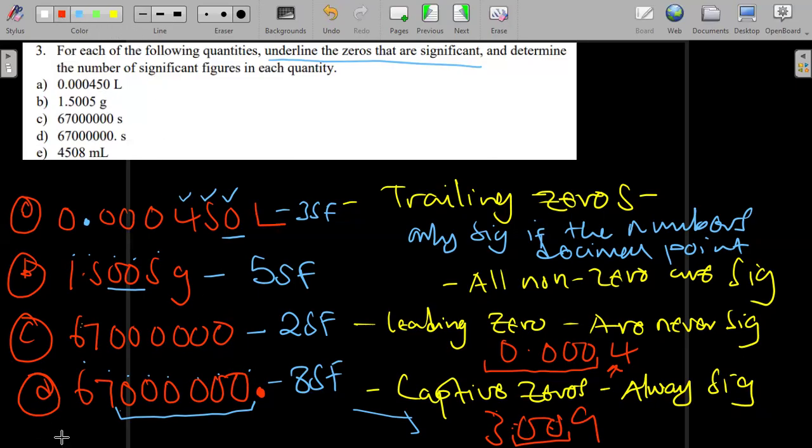Then let's look at the last one, which is E, 4508 milliliters. There, the zero is a captive zero. So this one here, we're going to underline like that. So that zero is significant. So how many significant figures do we have in this number? 1, 2, 3, 4. So I'm just going to say 4 significant figures. All right, any questions there, guys? Any questions?